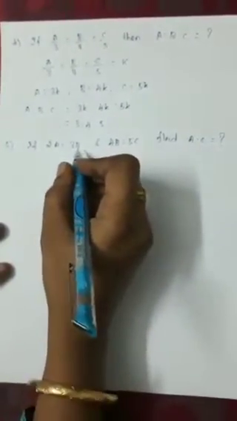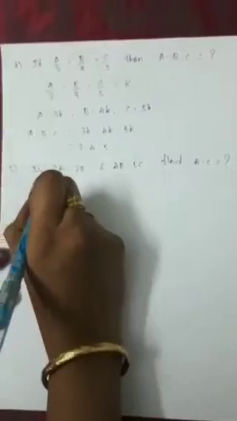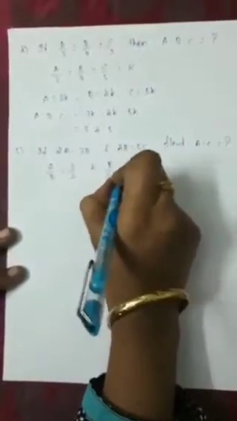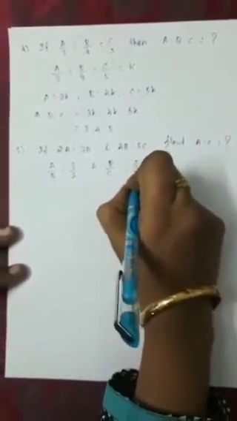Suppose the question is given like this. Let's see how to solve this one. Given 2A is equal to 3B. We can write A by B is equal to 3 by 2 and B by C is equal to 5 by 4. Find A is to C.